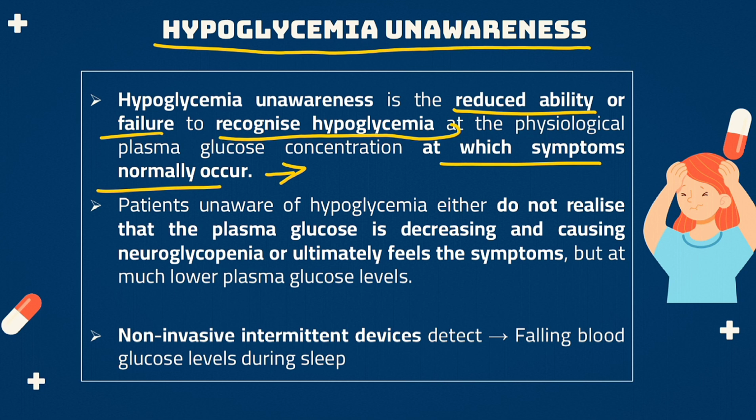And this hypoglycemia unawareness can also cause neuroglycopenia. Glycopenia means there is a low level of blood sugar in the neuronal or brain tissues, and because neuroglycopenia has developed, the person can feel the symptoms, but these symptoms develop at a very low level of glucose. So to diagnose and prevent such a condition, we need to use non-invasive intermittent devices.